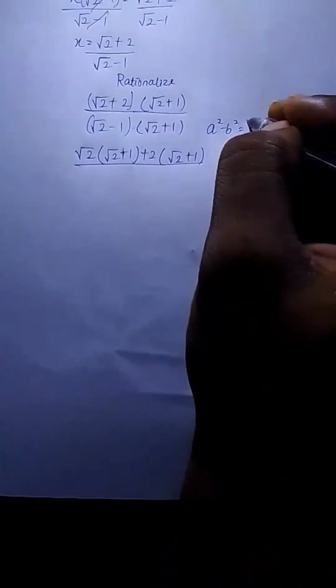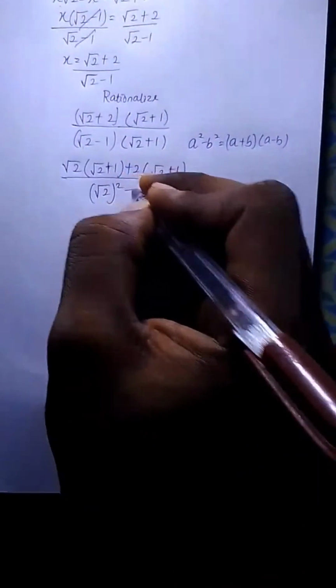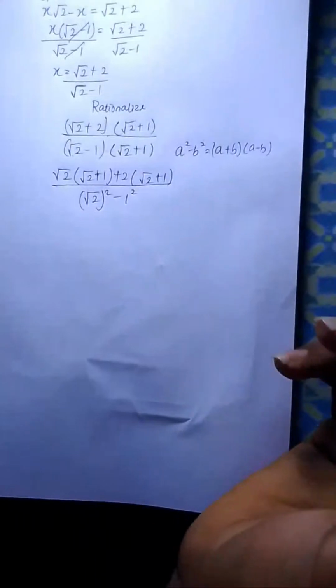Alright, over, then we have this one. What will it give us? So when we have root 2 minus 1 and root 2 plus 1, remember when we have a squared minus b squared, it's going to give us a plus b bracket a minus b. And you can see this is root 2 minus 1, root 2 plus 1. So what will it give us? It gives us root 2 squared minus 1 squared. That's what it's going to give us.